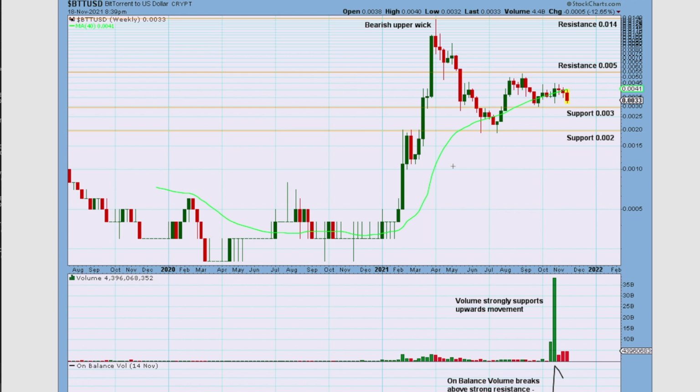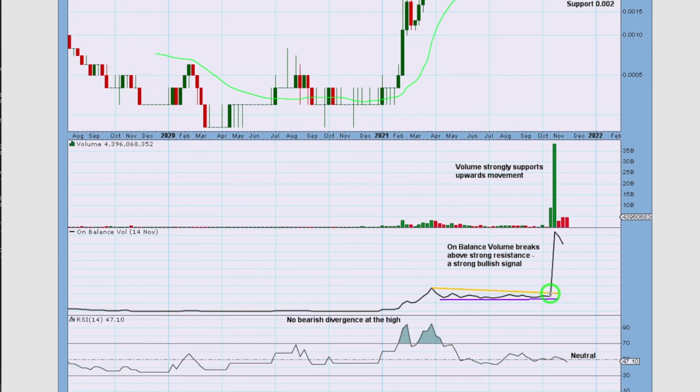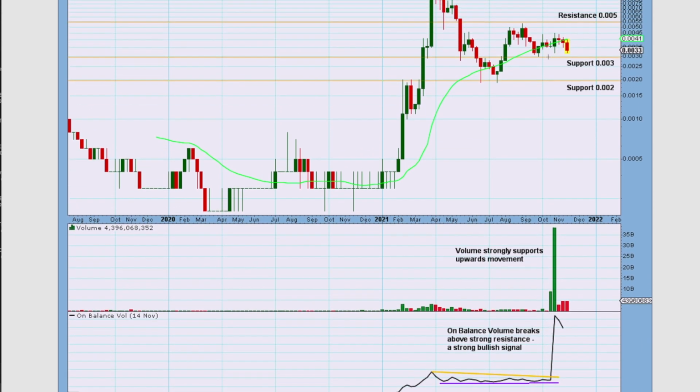I don't know. Anyway, price is consolidating with resistance at 0.005, support at 0.003. Volume strongly suggests an upward breakout rather than downward. My Elliott wave count expects another test of support with a dip below this, so maybe it won't be by much before we see an upward breakout from this consolidation. A strong bullish signal here from on-balance volume suggests an upward breakout, as well as volume suggesting an upward breakout.